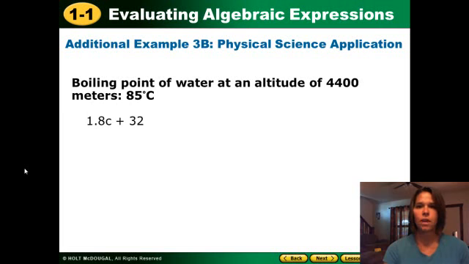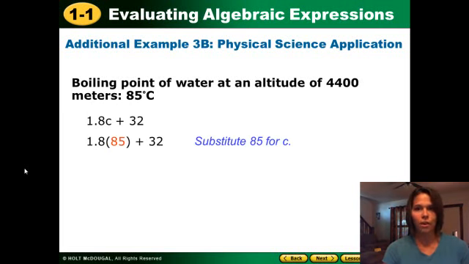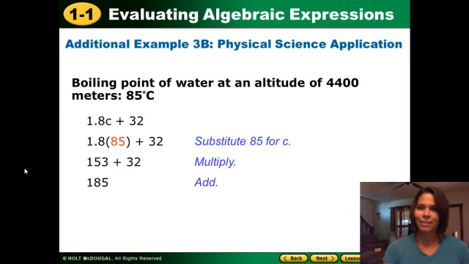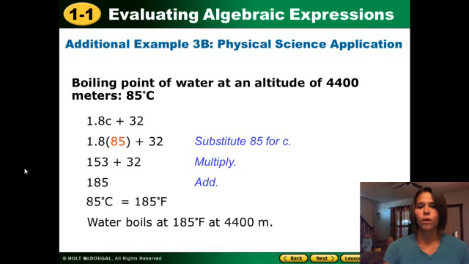I'm going to use the same expression from the previous page, 1.8C plus 32. But this time I'm going to substitute 85 for the C. Use a calculator, use your noggin, pen and paper, whatever it takes. Multiply 1.8 times 85. So I have 153 plus 32. Add that together. Again, it's a word problem. Please include the correct unit and label. Water boils at 185 degrees Fahrenheit at 4,400 meters.